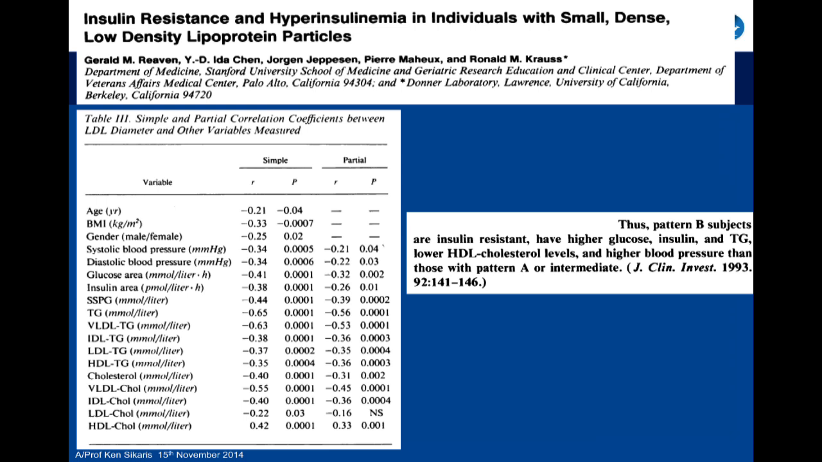And when you have small dense LDL, as Gerald Reaven and Ron Krauss found, the presence of the small dense LDL correlates with all of the cardiovascular risk markers: your blood pressure, your weight, your insulin levels, your glucose levels. So it's right at the core of the problem, this disturbance.